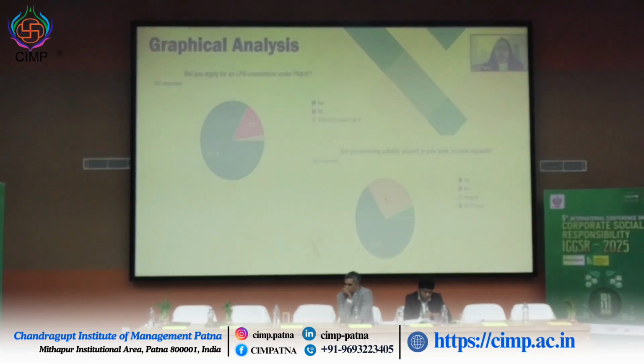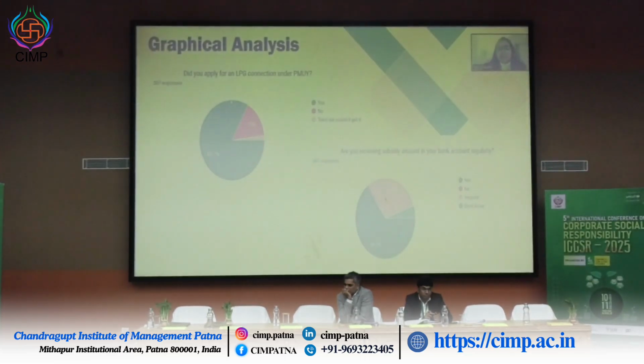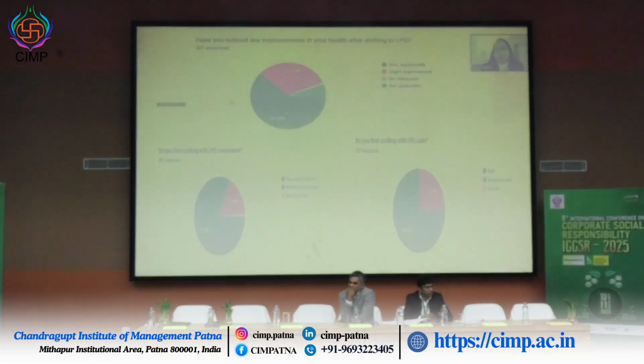The first graph shows that almost 83.1% of women in rural Kutch have access to an LPG connection, and they are also getting their subsidy directly into their bank account, which is 64.5%. So with the help of this analysis, I can achieve my first objective, that is, accessibility of LPG connection.